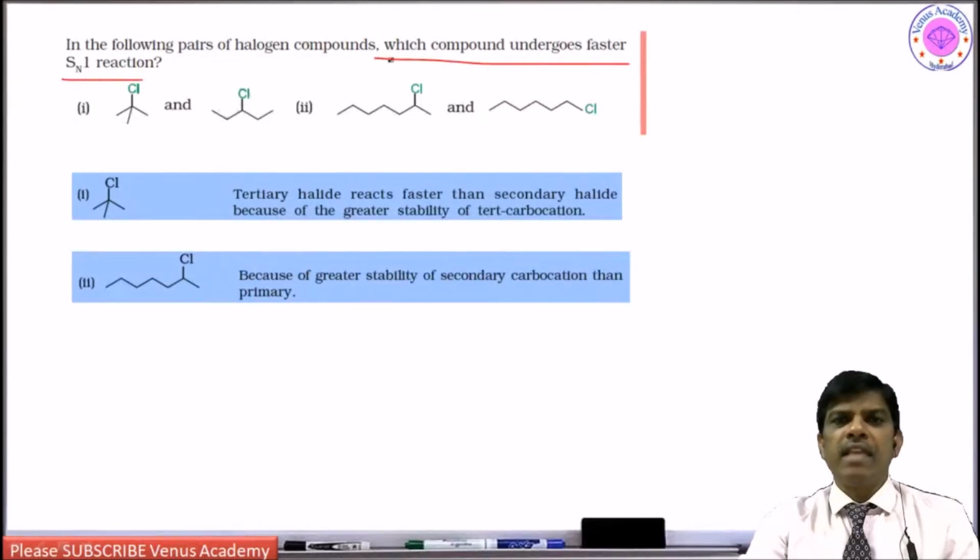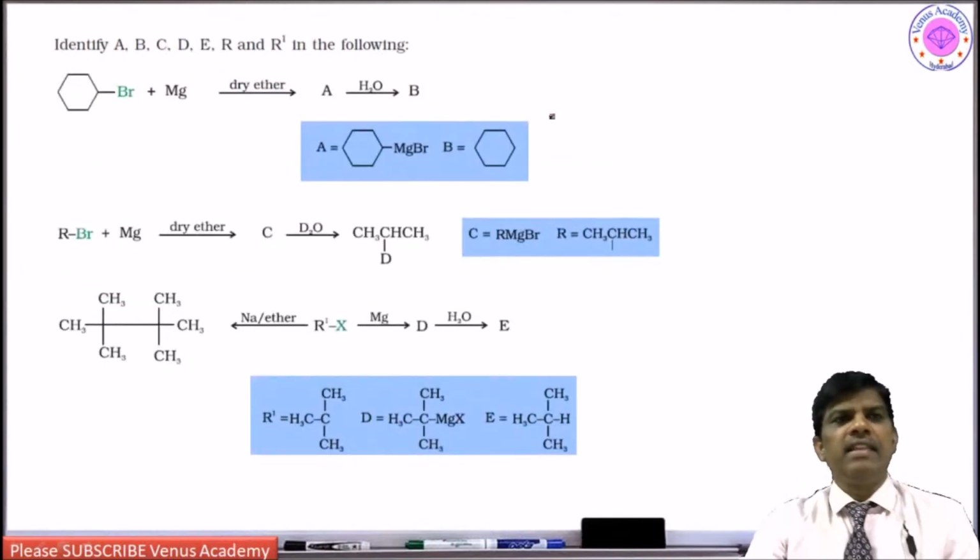Just now what I said, in the SN1 reaction, tertiary alkyl halides easily undergo it. When it comes to secondary alkyl halides compared to primary alkyl halides, SN1 takes place more easily. So this is very important, students.